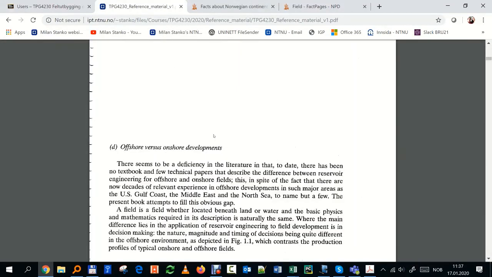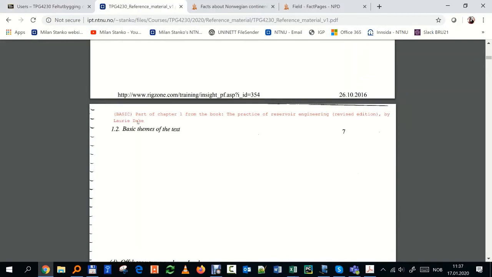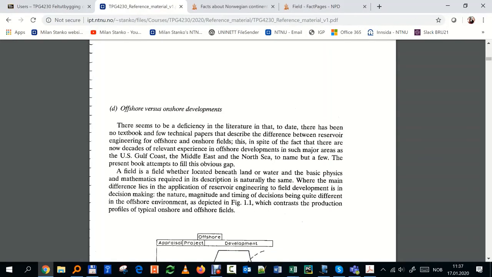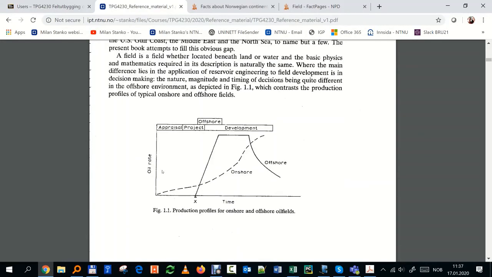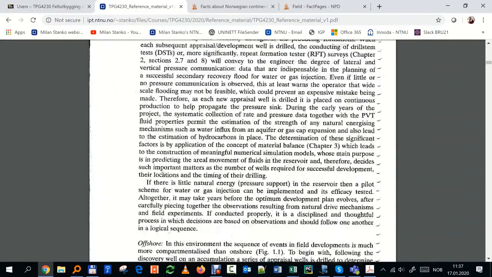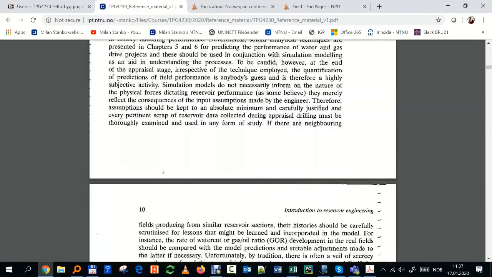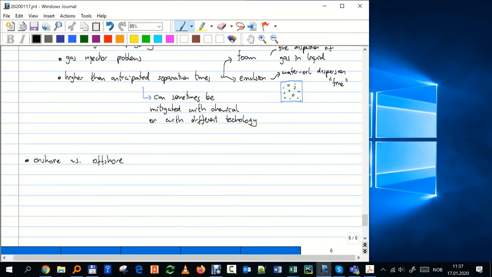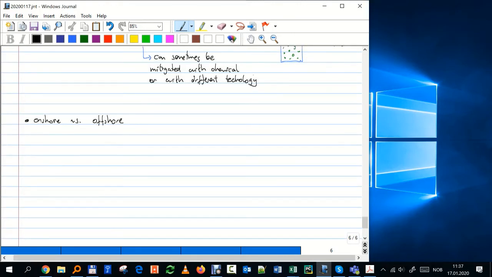Okay, so the first one was onshore versus offshore. That's from the book of Dake, which, if you don't know, is like one of the giants of reservoir engineering, and has quite a few books that are a very good reference. So what does it say here about onshore versus offshore? In onshore, we start producing from wells as we go, but in offshore, we have to wait until we design production. That's very true.